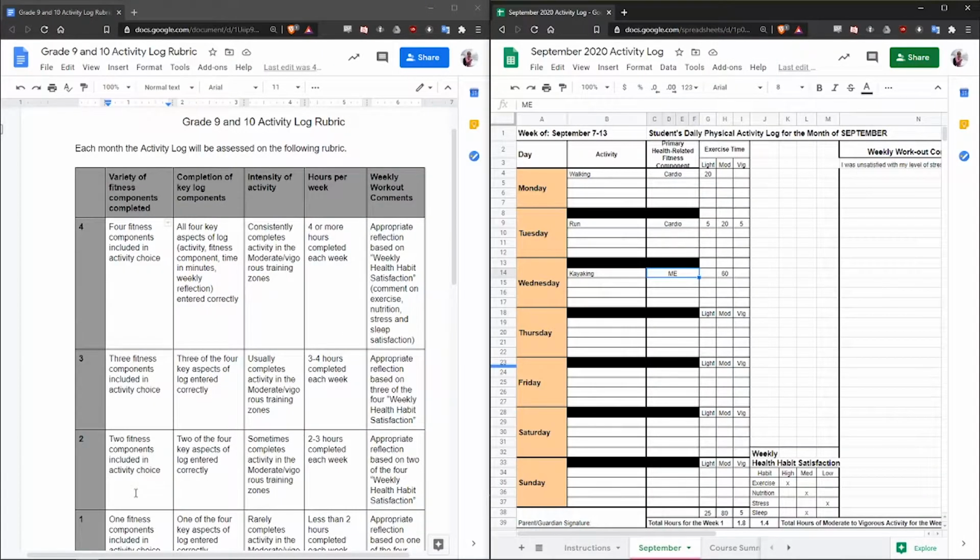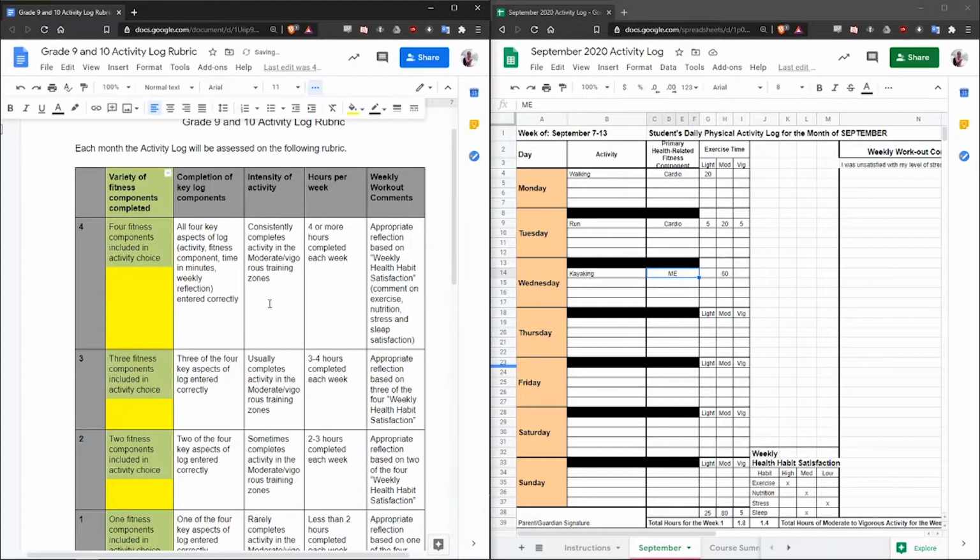All right, so you notice I have both documents open. On the left, we have the rubric. On the right, we have the log with some information that was added in the last video. We're going to go through and mark the log as if the teachers would at the end of the month. All right, we're going to start off with this column here, variety of fitness components completed.